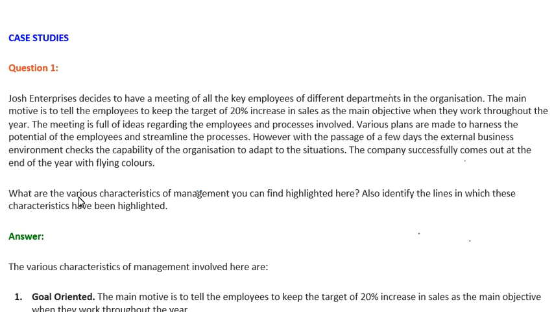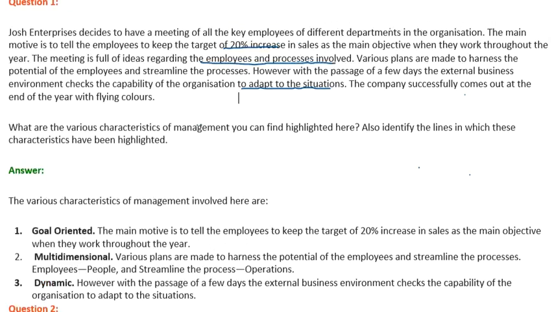So here what we have to identify is what are the various characteristics of management you can find highlighted here. Also identify the lines in which these characteristics have been highlighted. During your reading you must have noticed that this is the first thing we notice, this is the second thing we noticed, and this is the third thing we noticed. So let's quickly judge what the features are. These are the answers.